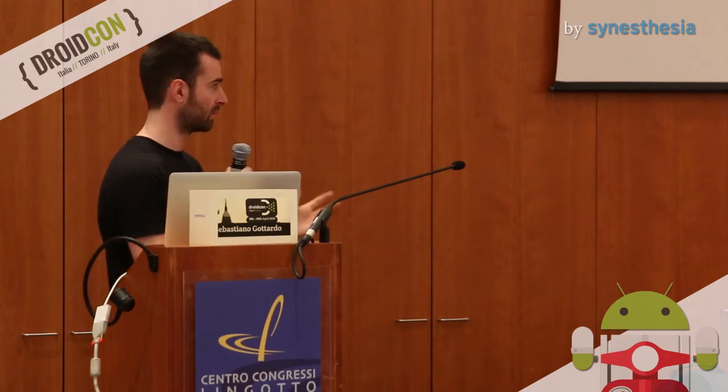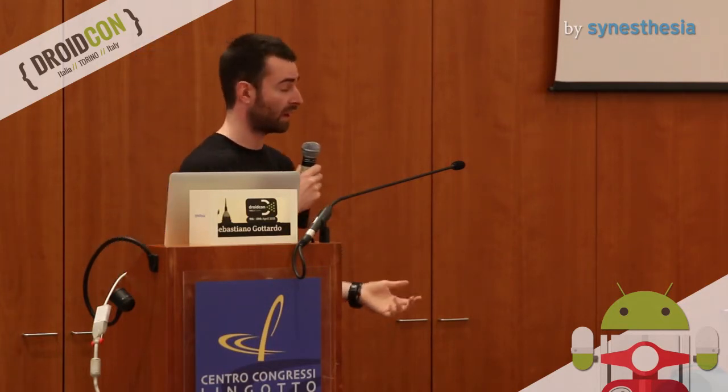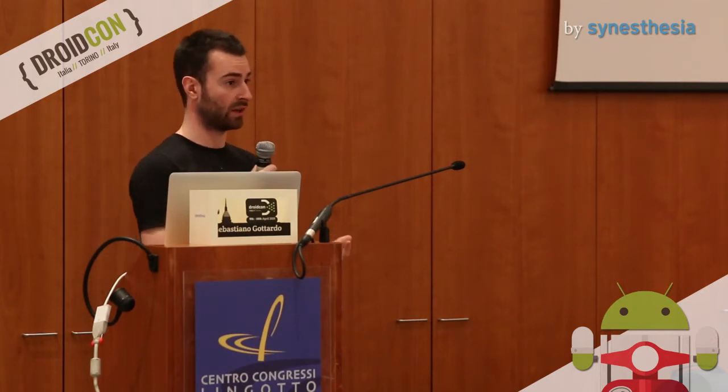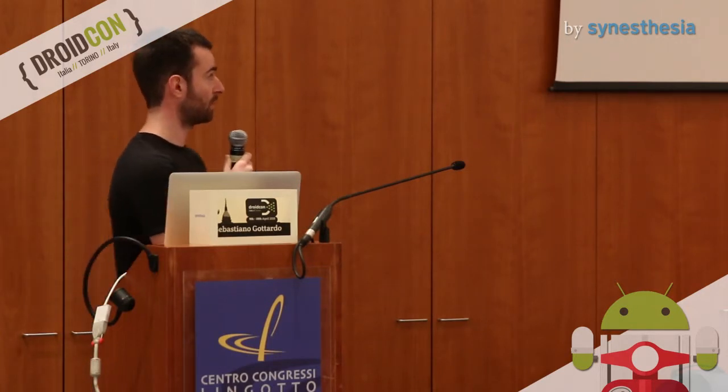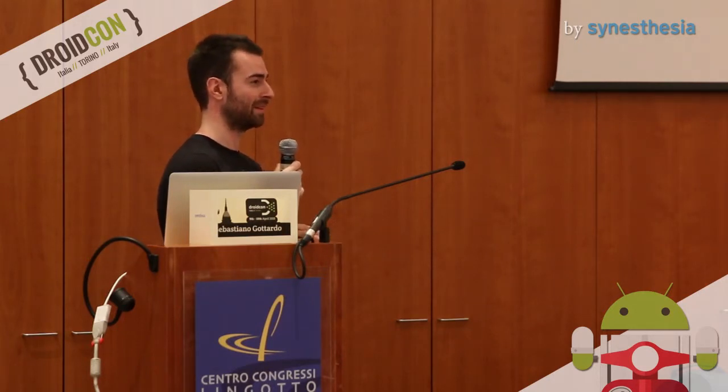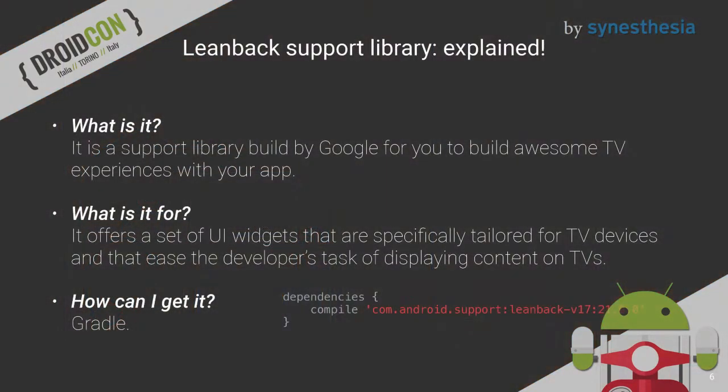But this looks like a lot of stuff to keep in mind at the same time. Thankfully, Google has already thought of this problem and has offered us developers a way to develop great TV applications without too much hassle by means of the Leanback library. How many of you have ever heard of this library before? Okay, not that many. That's good, so I can explain what it is.